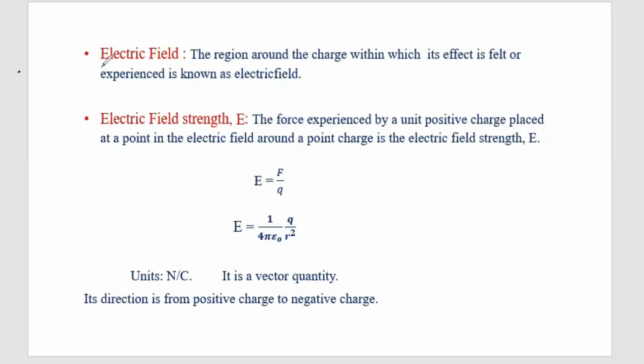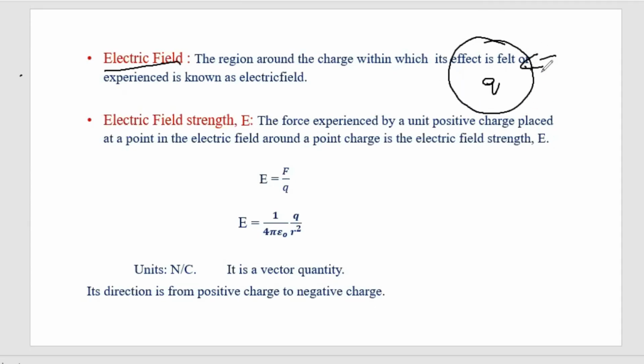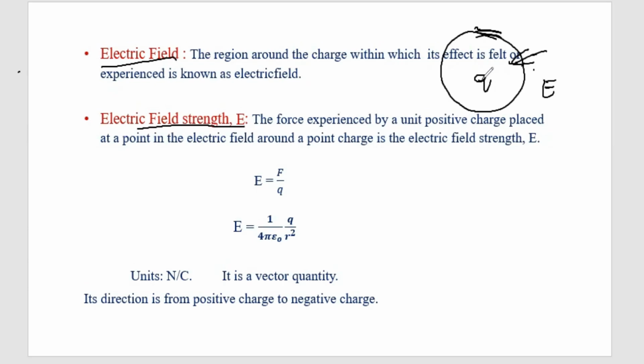Electric field. Electric field means if we place a charge here, to what area its influence can be felt. This is called the electric field. The mathematical expression is given by the electric field strength, that is E. As here the Q charge is placed at the center, how much electric field there is in this area is given by E is equal to the force per unit charge.